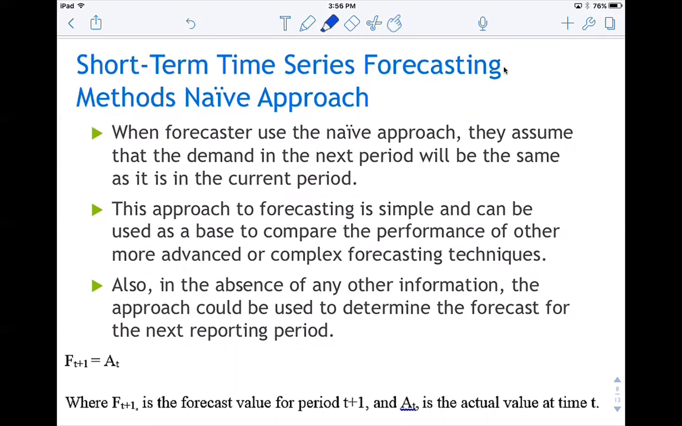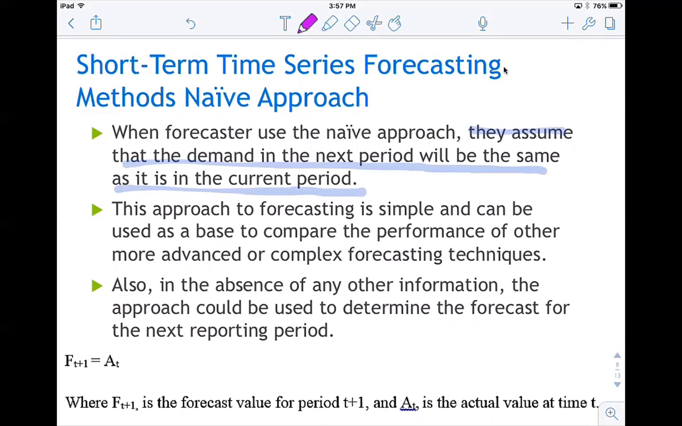It is very easy to understand and detect a naive approach. If you look at the description, it says that if they use a naive approach, they assume that the demand in the next period will be the same as it is in the current period. Meaning that today, if our sales is 50 units, and you use the naive approach, your assumption is that tomorrow it's going to be 50. The day after tomorrow is going to be 50 again, right? So that's why this is called the naive approach.